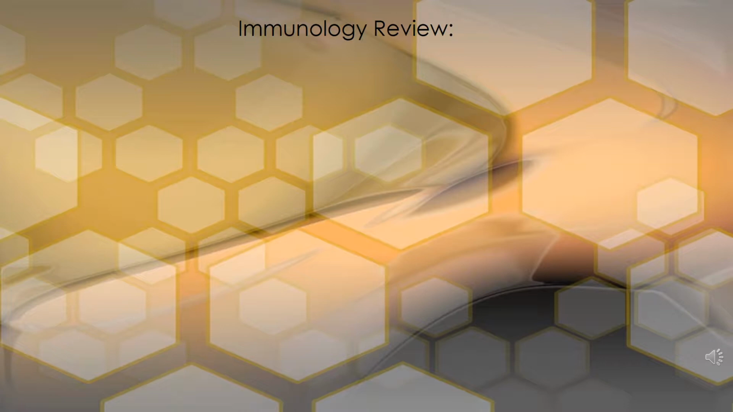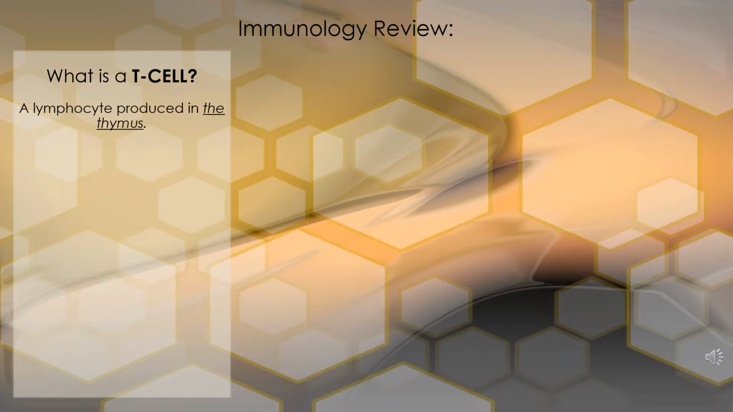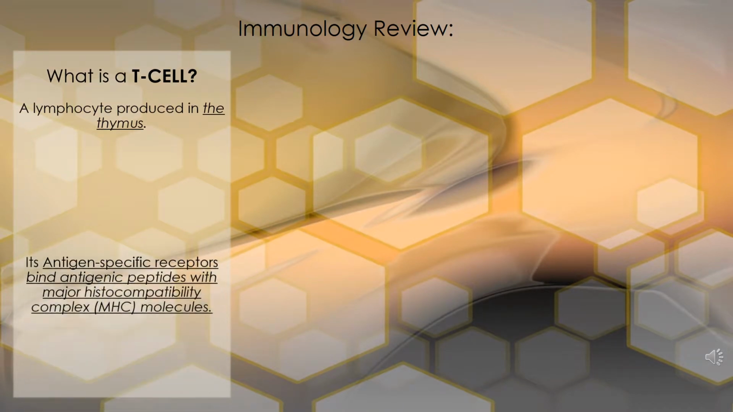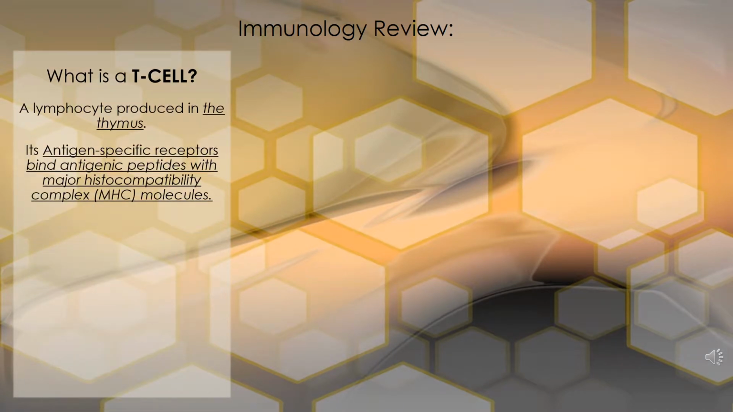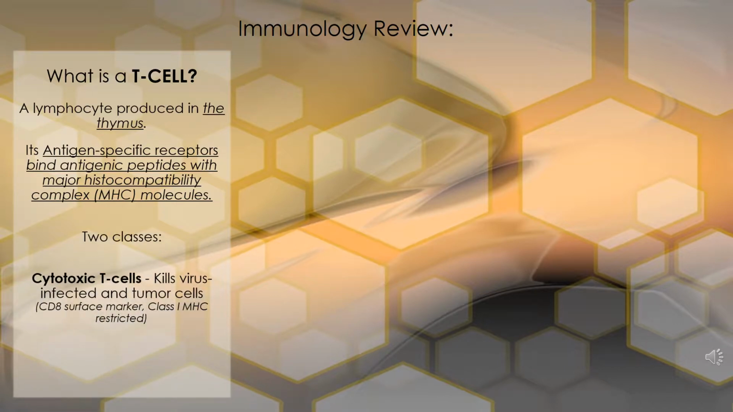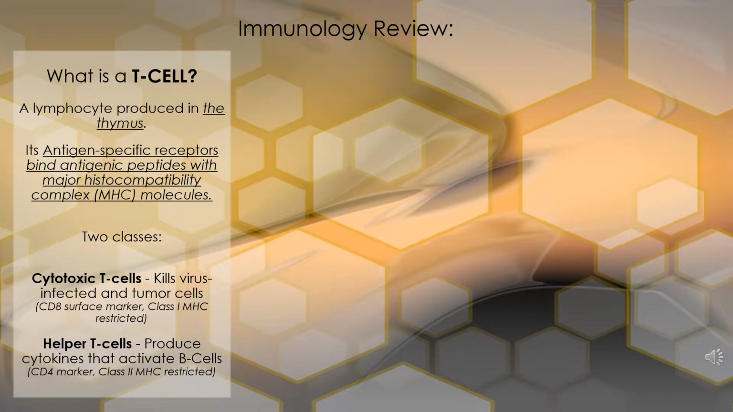A brief review of immunology. What is a T cell? A T cell is a lymphocyte produced in the thymus. Its antigen-specific receptors bind antigenic peptides with major histocompatibility complex, MHC for short, molecules. There are two classes of T cell. Cytotoxic T cells kill virus-infected and tumor cells marked genetically by CD8 surface markers. Helper T cells produce cytokines that activate B cells, marked genetically by CD4 surface markers.